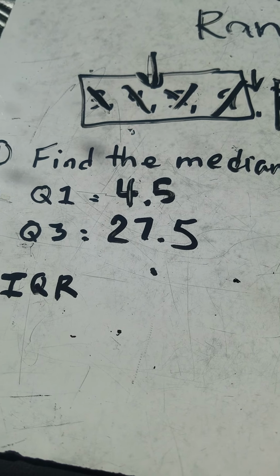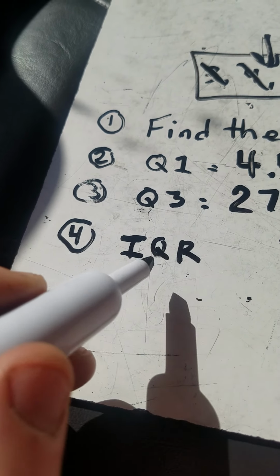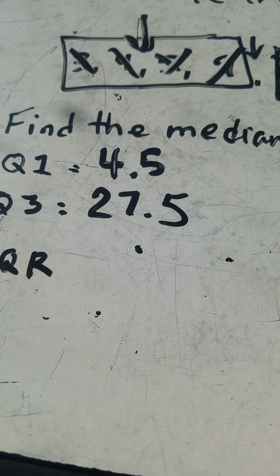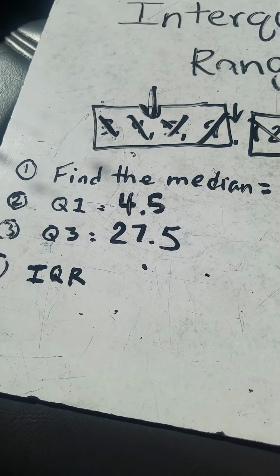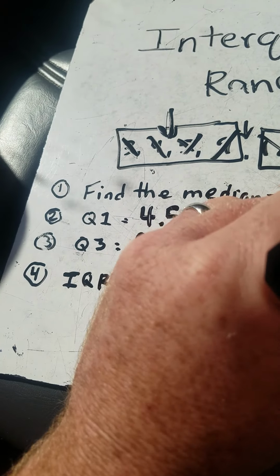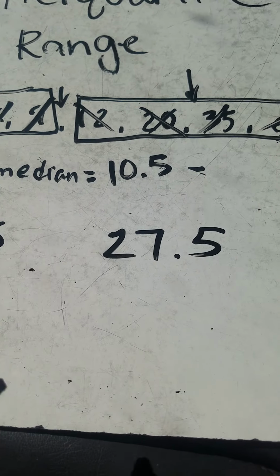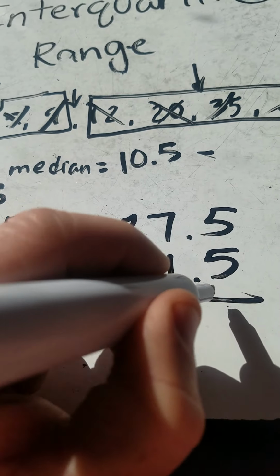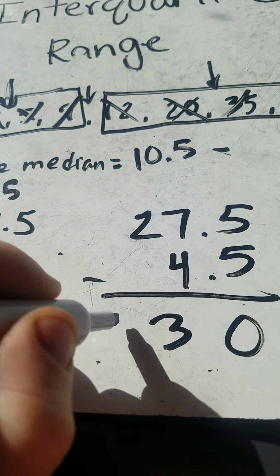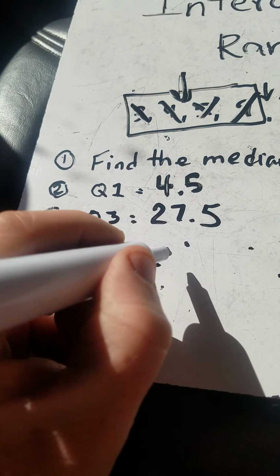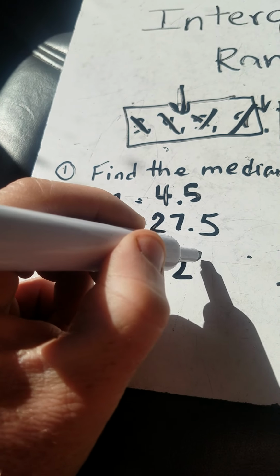Okay, and the last step, I want to find the interquartile range. That's the range between the quarters, inside of the quarters. So I'm simply going to find the range between 27.5 and 4.5. And the way to do that, to find the range, is I'm going to subtract them. And my IQR, or my interquartile range, is 23.